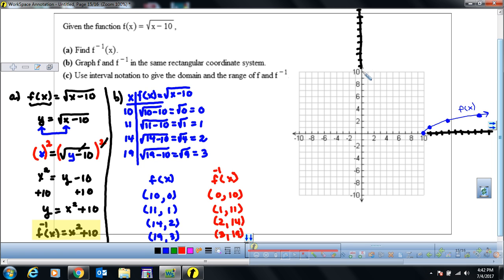(0, 10) is going to be right here. (1, 11) is going to be here. Then (2, 14): 11, 12, 13, 14, that's going to be here. And the last point is going to be (3, 19): 14, 15, 16, 17, 18, 19. So (3, 19) is going to be right here. And once again, this is the shape of my inverse.